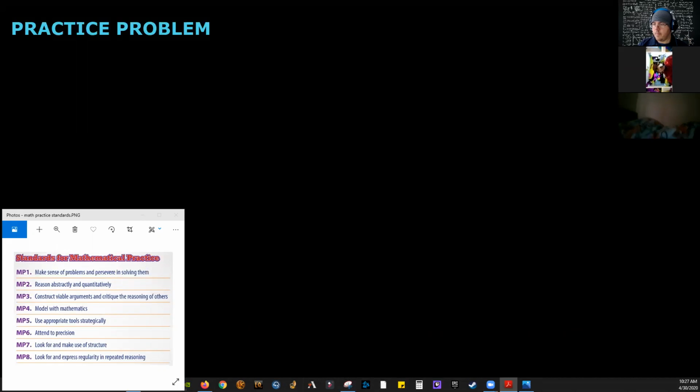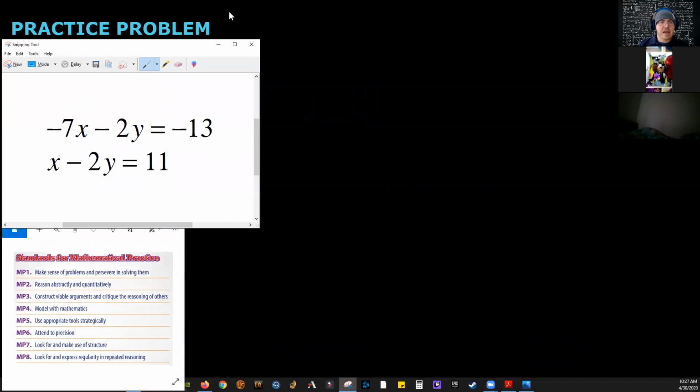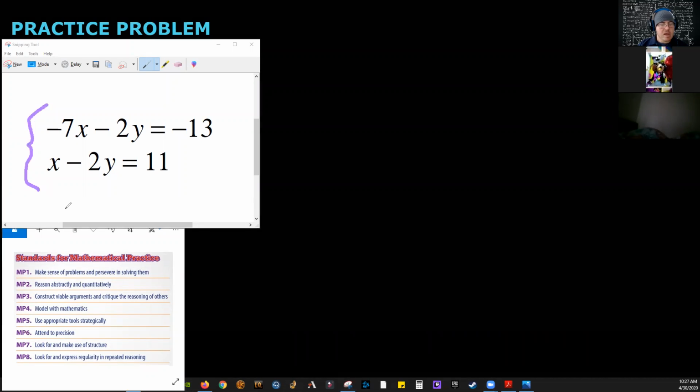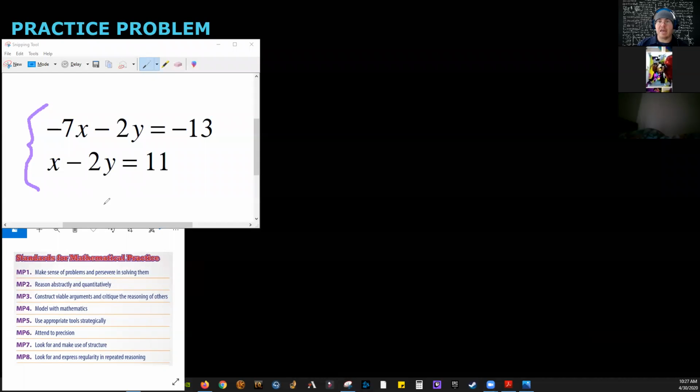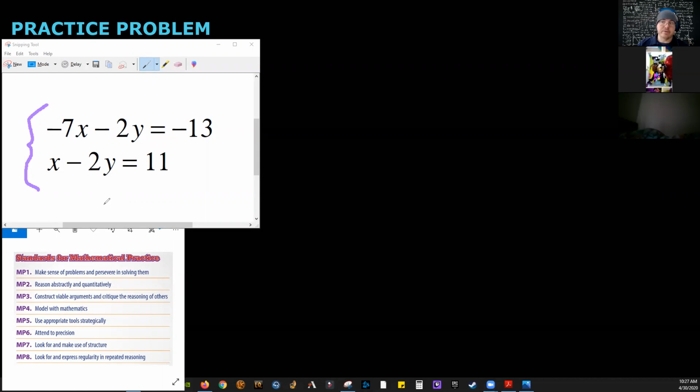There's a good one. Okay, take a look at this one. This is not as simple as the last one we just did. In this system, neither one of the two sentences says x equals stuff or y equals stuff. So what you and I have to do is figure out how we can change one of these two number sentences into being an x equals stuff or y equals stuff.